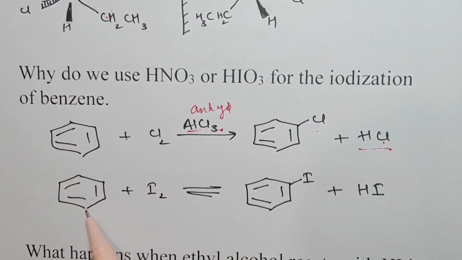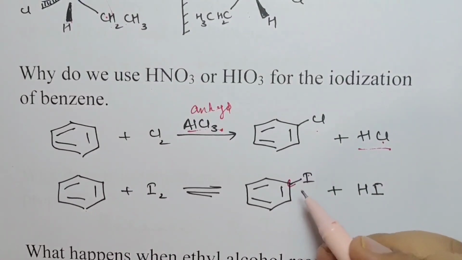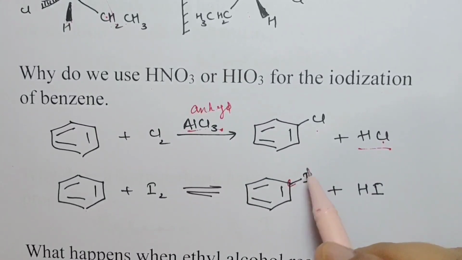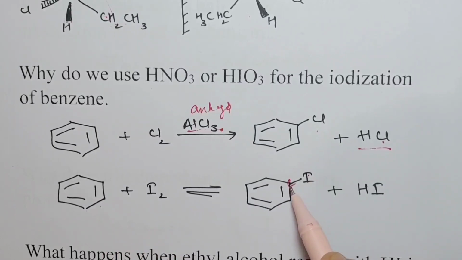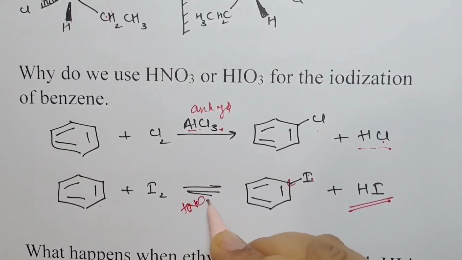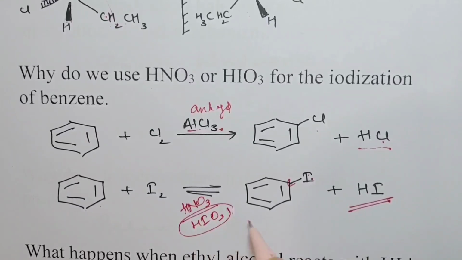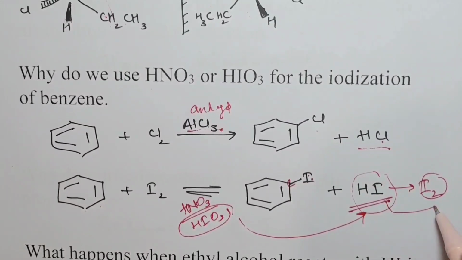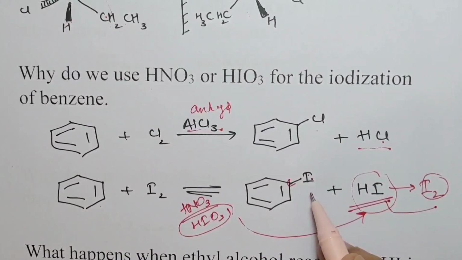Why? First of all, benzene is not very keen on bonding with iodine because the carbon-iodine bond, as we know, since iodine is a big atom, is longer and therefore weaker. So benzene is not very keen on making a carbon-iodine bond. But if this reaction proceeds, it is reversible for this reason, right? Now, the byproduct is HI. So if we want the reaction to proceed, we can add an oxidizing agent, HNO3 or HIO3. These oxidizing agents would convert HI into I2 and therefore remove it from the reaction mixture, and then the reaction can move forward.